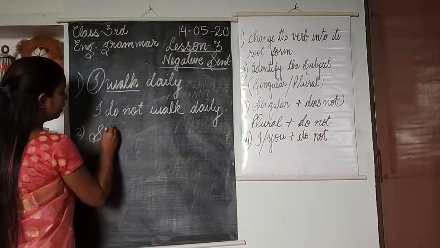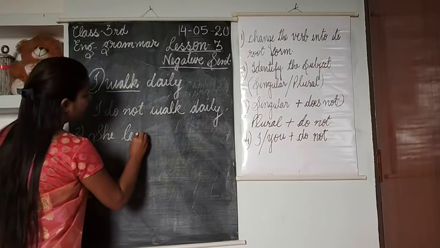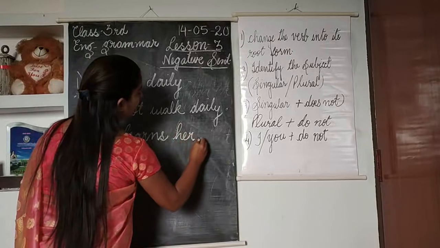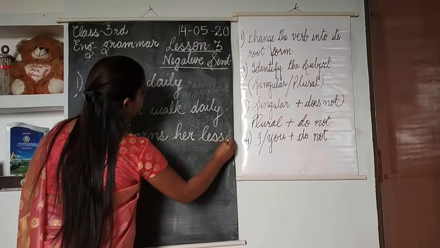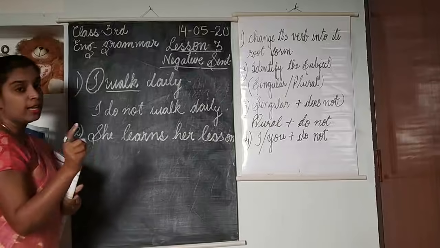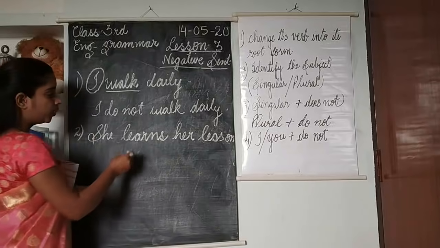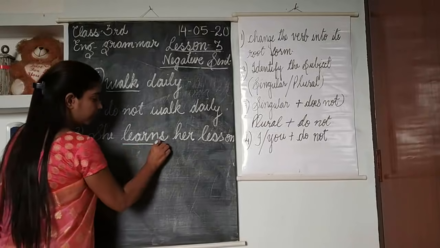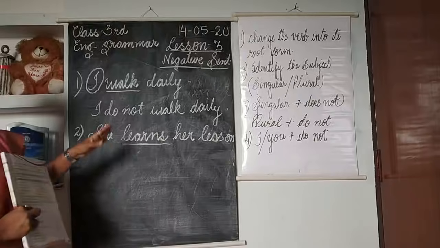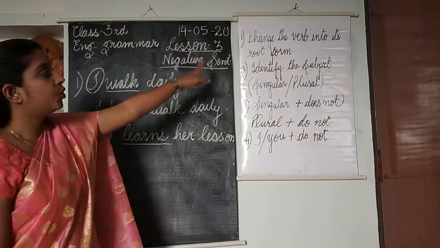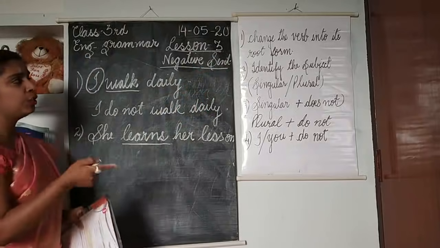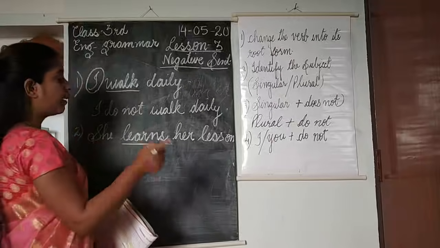She learns her lesson. Now see children, here in this sentence, we will find out the verb. What is the verb here? Learns. Then I told you the very first step is to change the verb into its root form. What is the meaning of changing the verb into its root form, children? I am going to tell you.